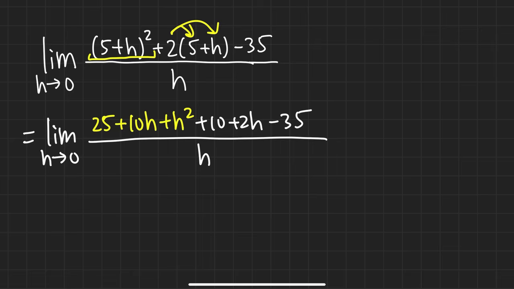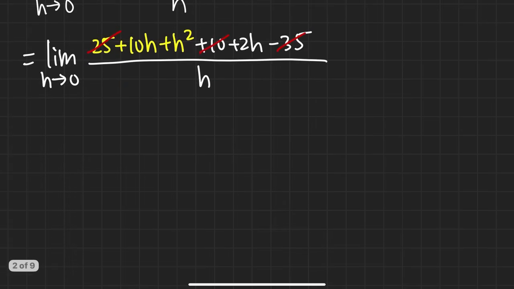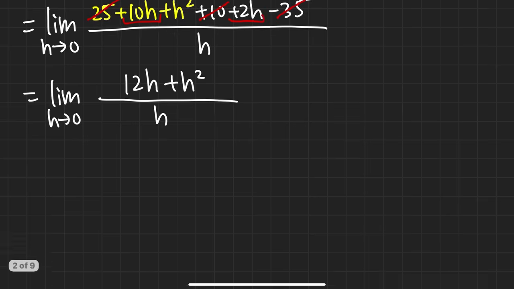Now have a look. We have 25 plus 10, which is 35, minus 35. So all three together is just 0. They cancel each other out, right? And then we will have this. Here, 10h plus 2h, that is just 12h. And then we can factor out the h.